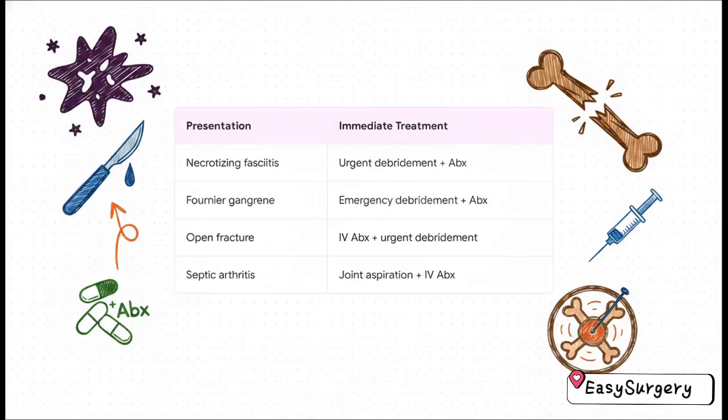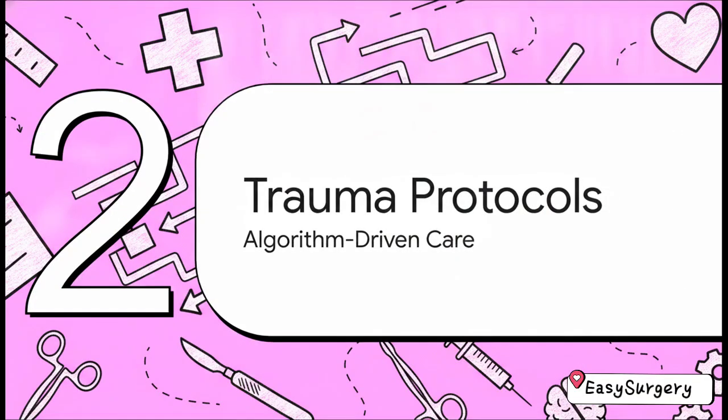Its perineal equivalent, Fournier gangrene, demands the exact same emergency debridement. For an open fracture, you're starting IV antibiotics immediately, along with an urgent washout and debridement. And if a patient has septic arthritis, you need joint aspiration combined with IV antibiotics to protect that joint space before irreversible damage occurs. Moving right along to Section 2, Trauma Patient Protocols.